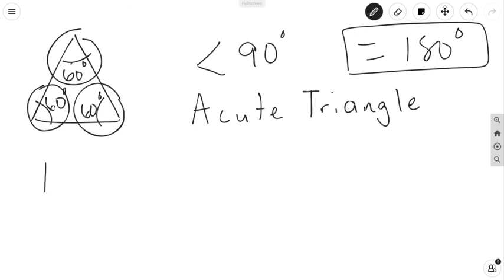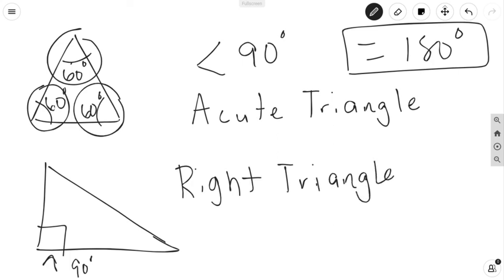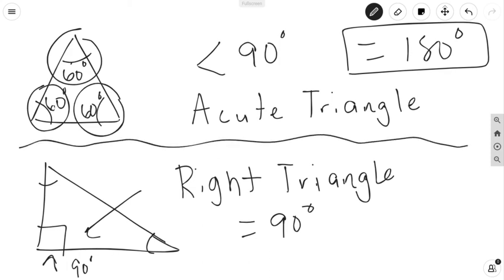Here's another type of triangle you might see. This one has a special little fancy box in there. Now, that box means only one thing. This is a 90-degree angle, which means this is a right triangle. A right triangle has an angle that equals 90 degrees. It's got one. These two are going to be acute. They could be 45 because 45 plus 45 is 90 and 90 plus 90 is 180. So here are two types of triangles, naming them by their angles.